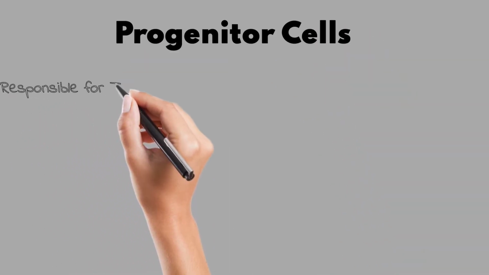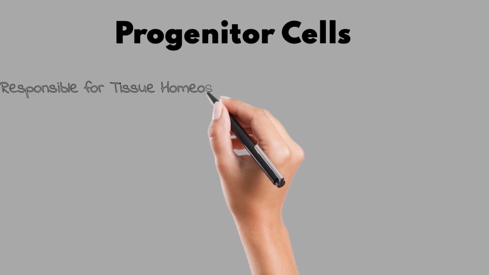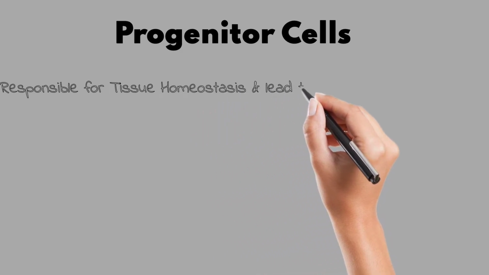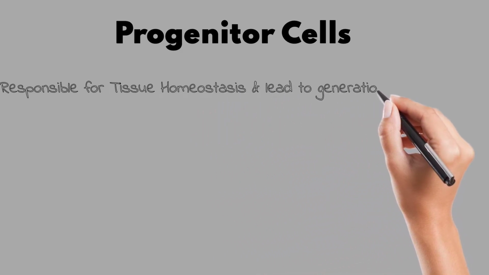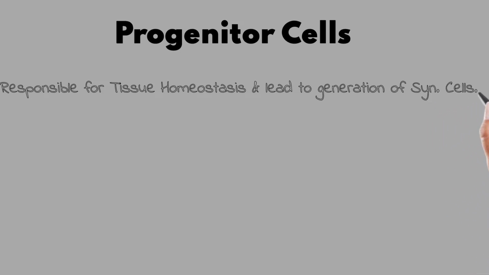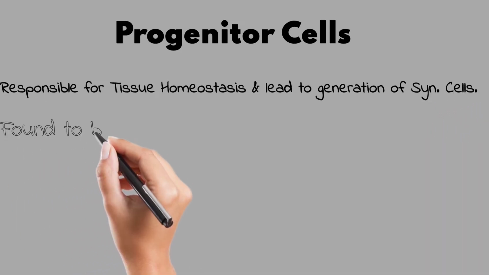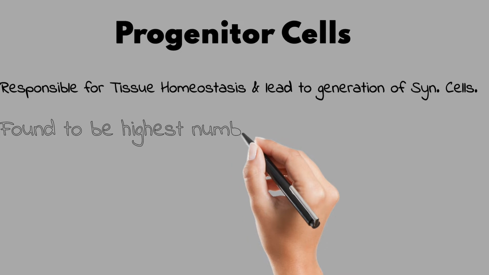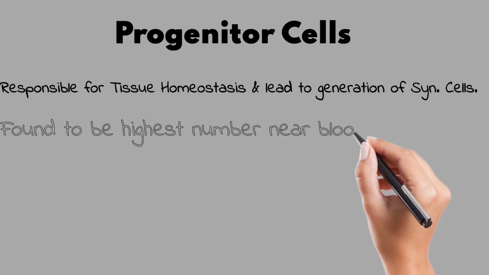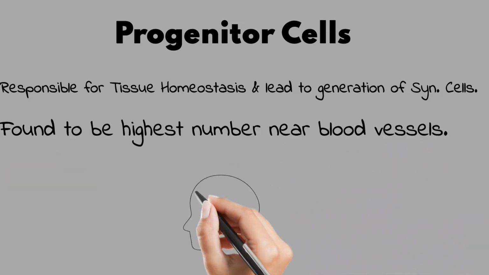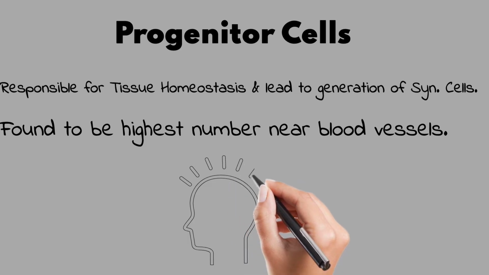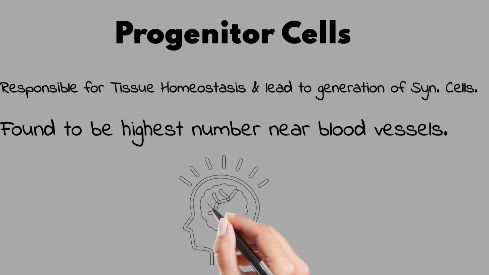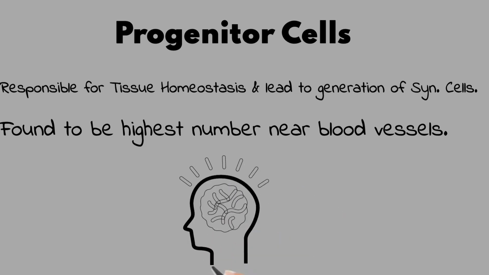The third are the defense cells. The fourth is the progenitor cells. These progenitor cells in the periodontal ligament are responsible for tissue homeostasis, and they lead to the regeneration of the synthetic cells. So these are the homeostasis-providing cells in the periodontal ligament, and these are called the progenitor cells.